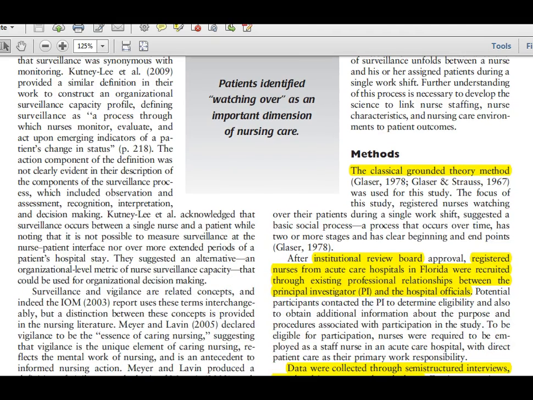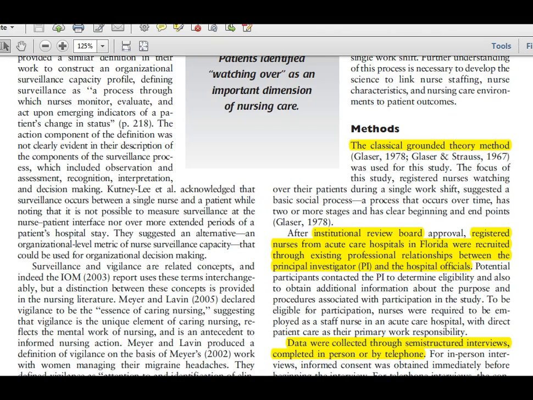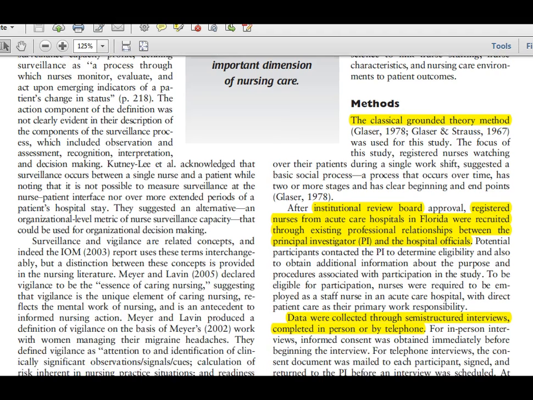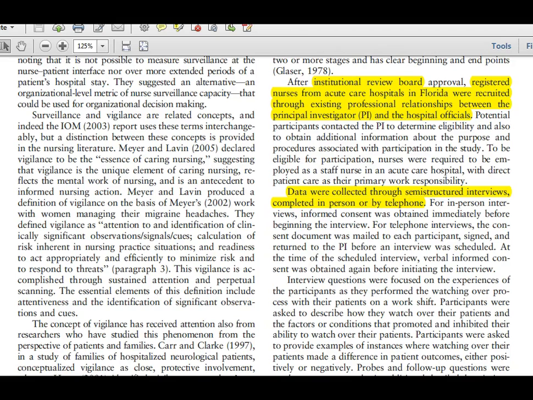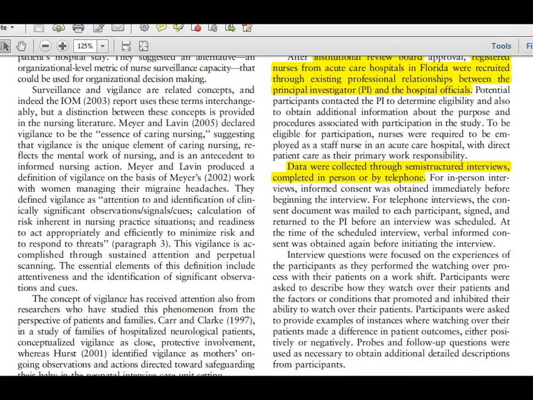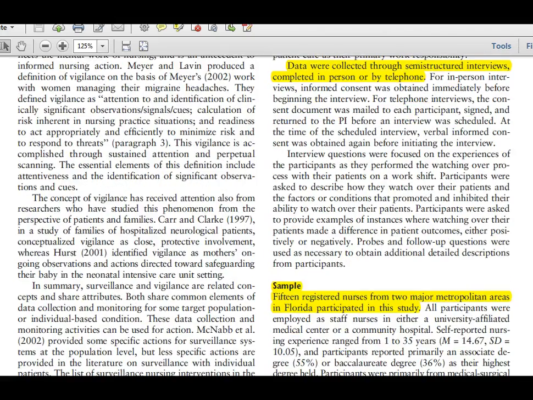They use a classical grounded theory method, and the IRB for the institution approved this study. And they're telling you where their participants were recruited from. Now in this study, the participants were recruited through professional relationships between the investigator and the hospital officials. And the data was collected in a semi-structured interview style by person or by telephone. Also, the data was collected in interviews done by the PI and graduate students.